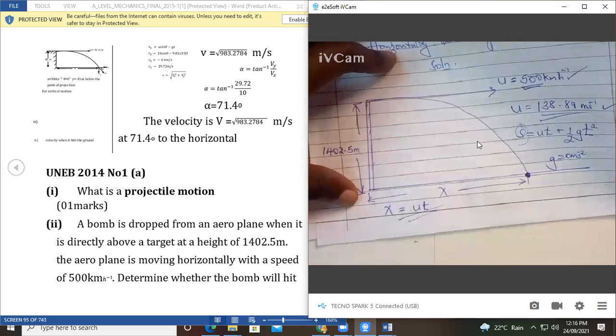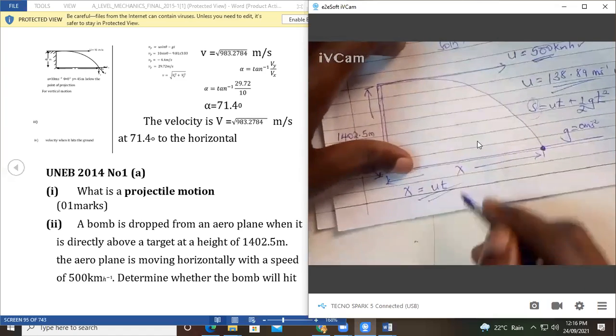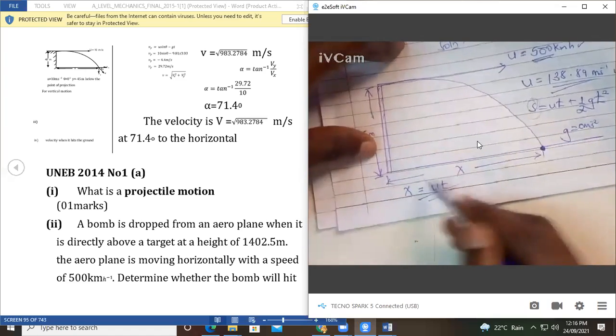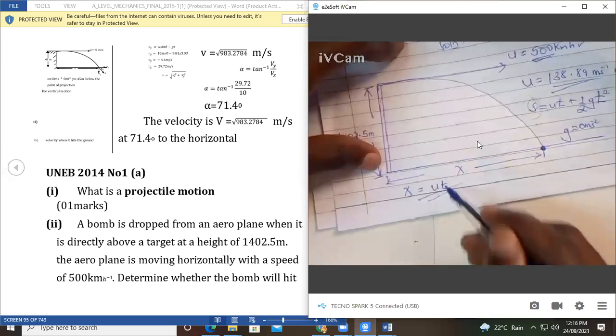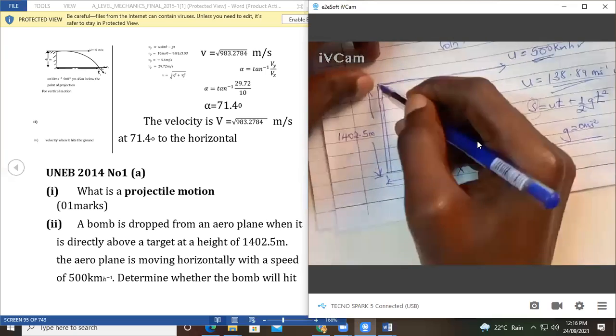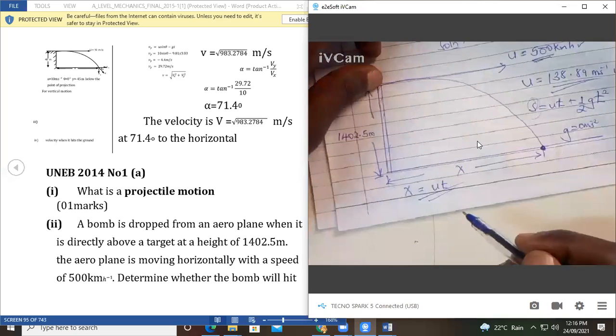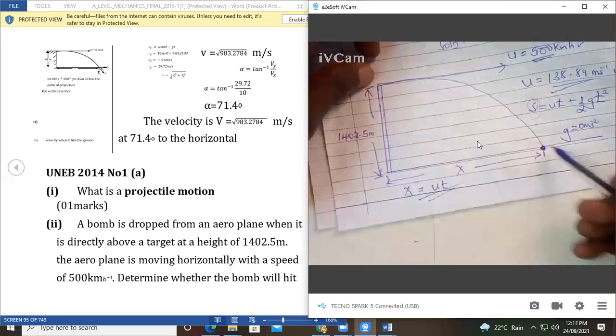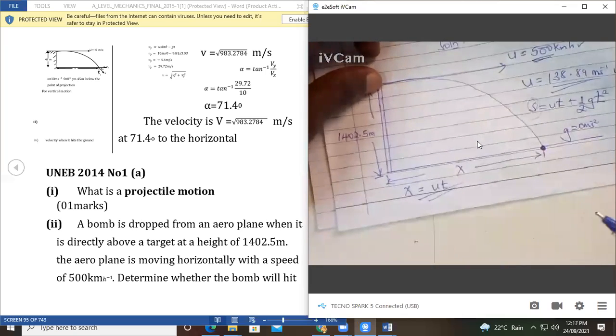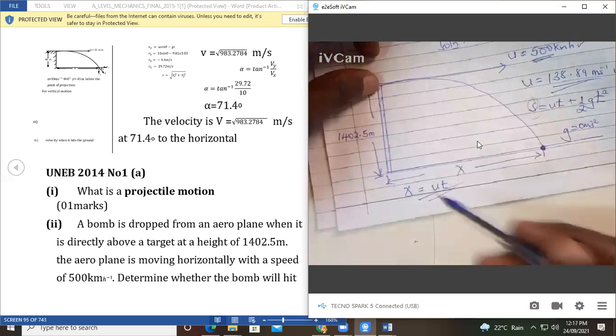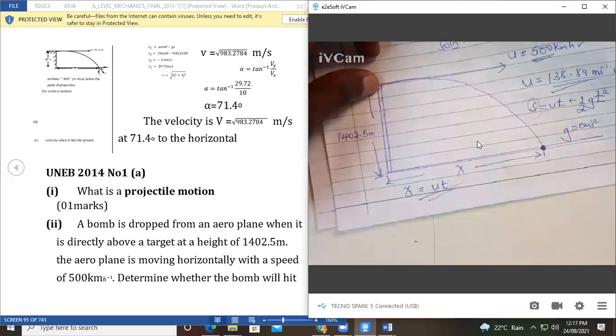So now substitute. But do we know the time? What will be this time? We don't know that time. That time will be the time of flight. So can you get for me the time of flight? After getting the time of flight, then come and substitute it and get that distance X. As simple as that.